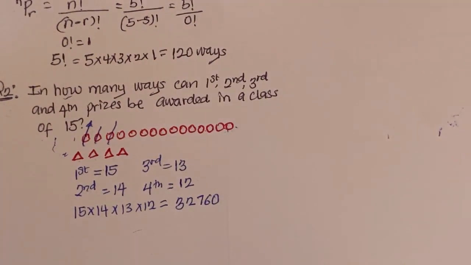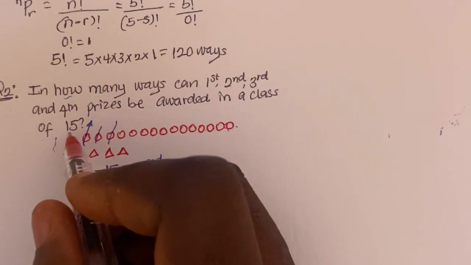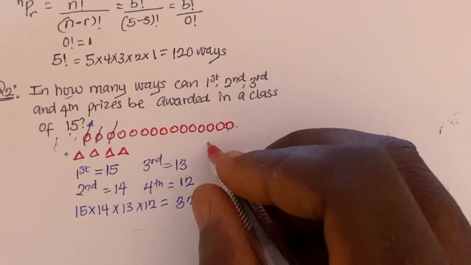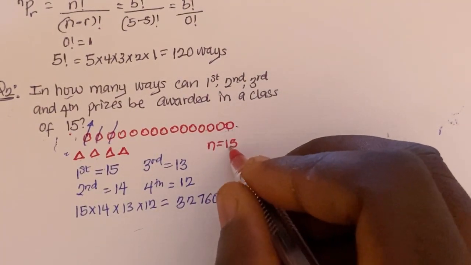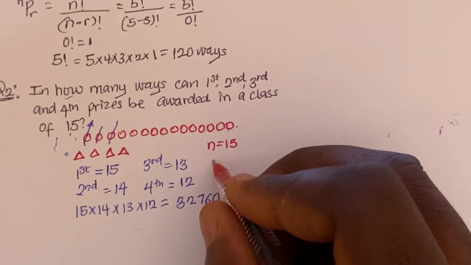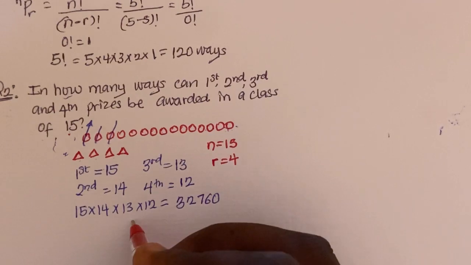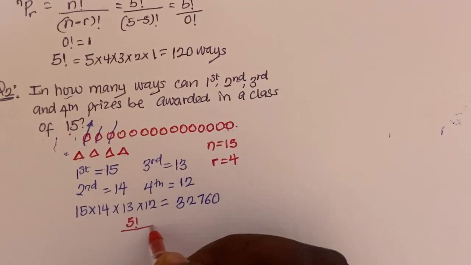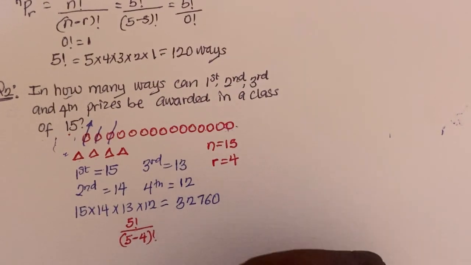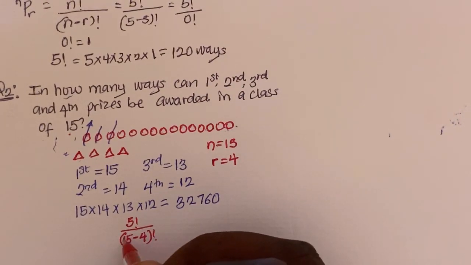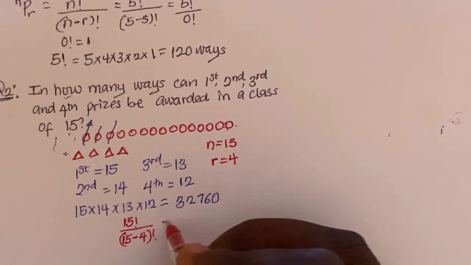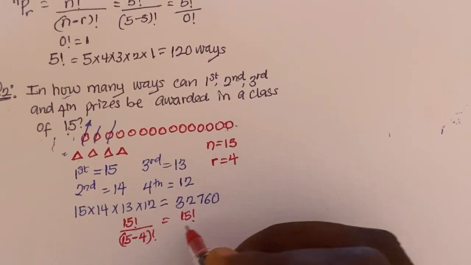Now let's say we don't want to use this method and we want to use another method. Suppose here we have our number of students, n, which is actually 15, and our prizes, r, is actually 4. So you can simply say this is n factorial divided by n minus r factorial, that is 15 factorial divided by 15 minus 4 factorial, which is equal to 15 factorial divided by what?